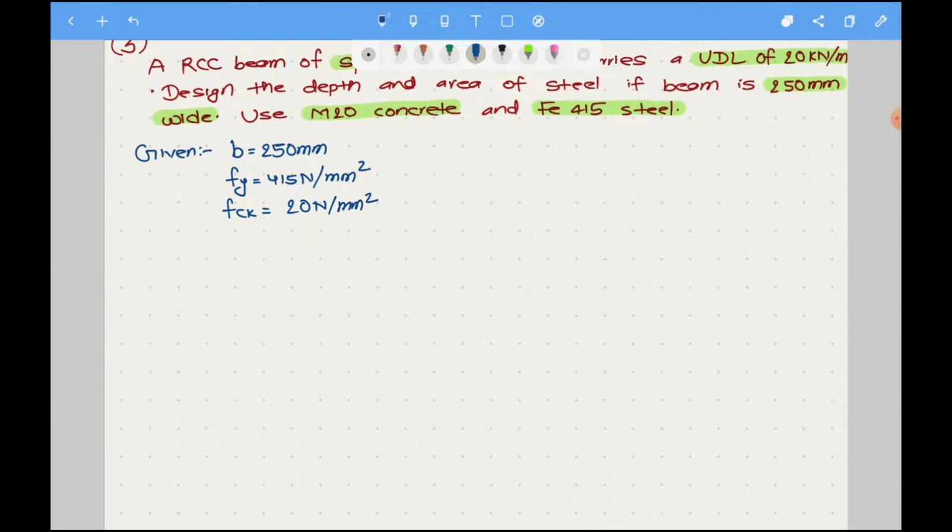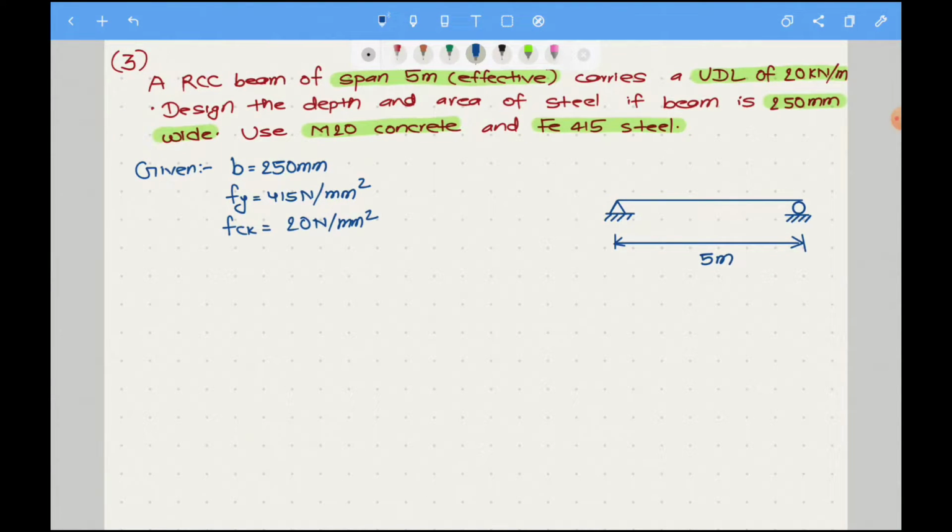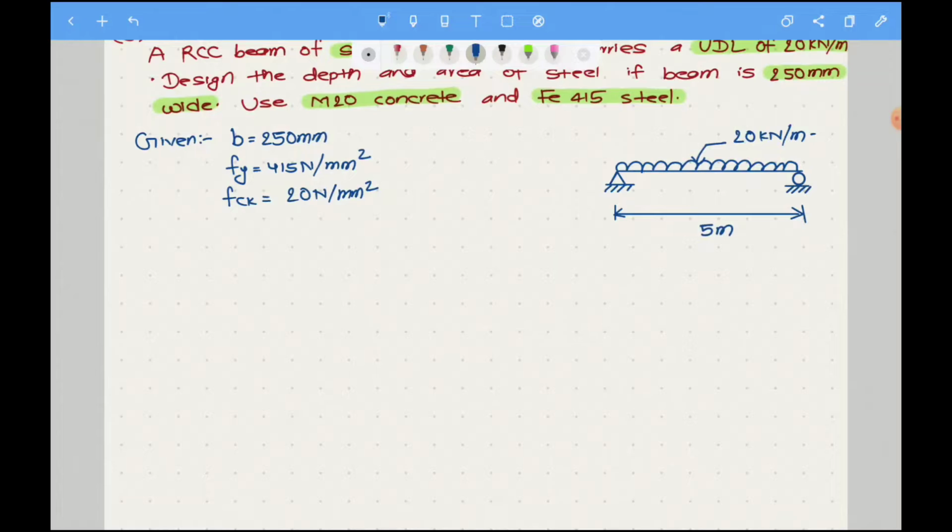Let us draw a diagram here of the simply supported beam. So this would be equal to 5 meter, that we are already provided in the question, that is the effective span. And at the top there is a uniformly distributed load of 20 kilonewton per meter. These are all mentioned in the question. So let us start with the problem.